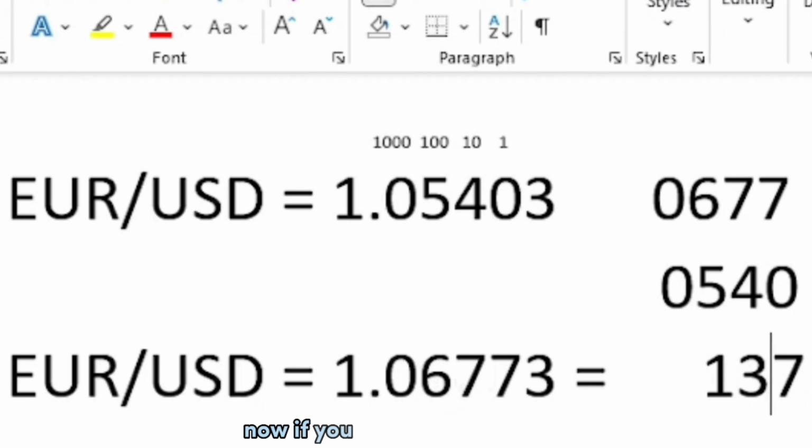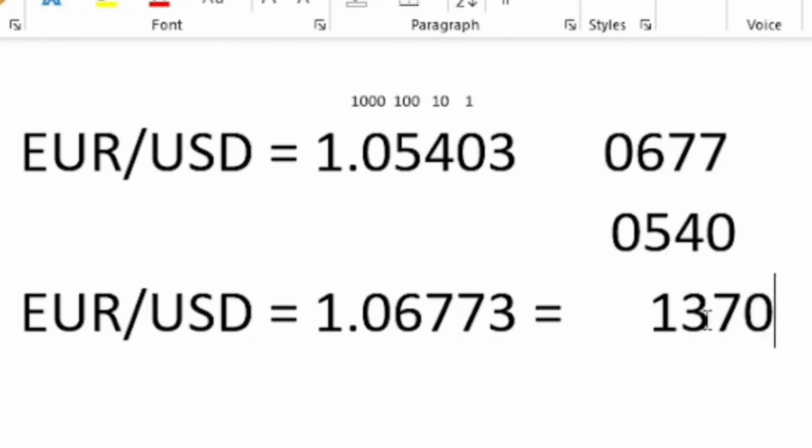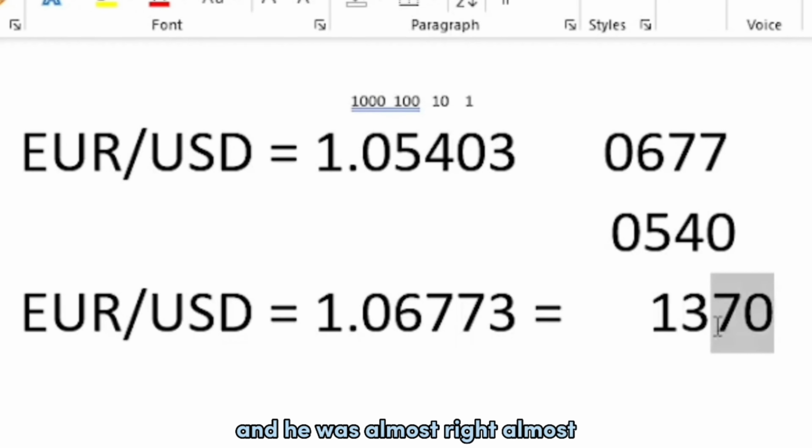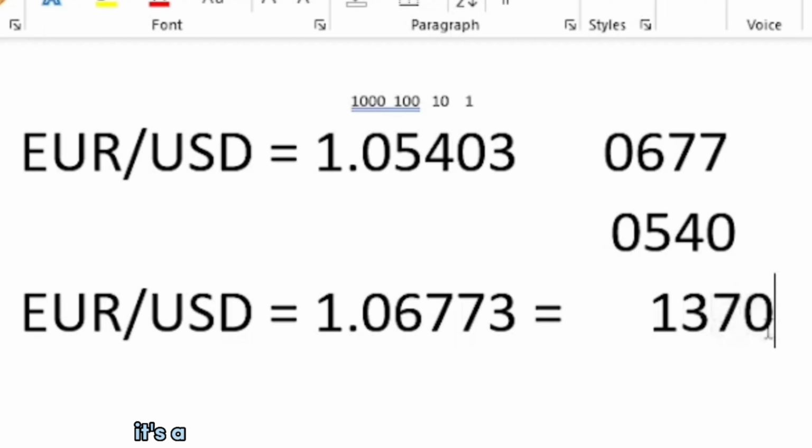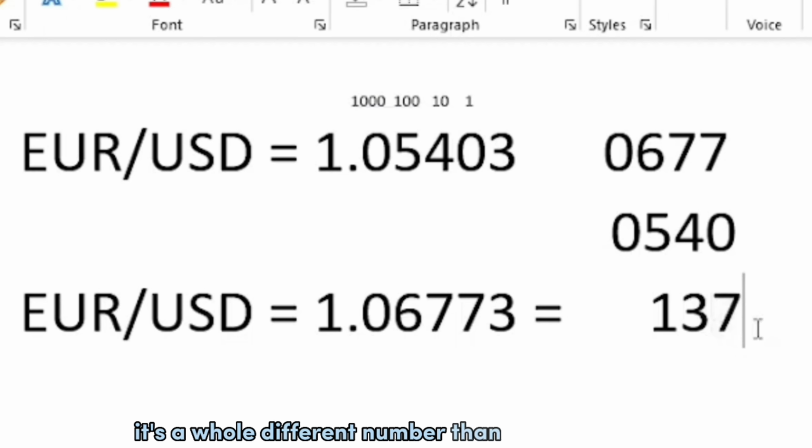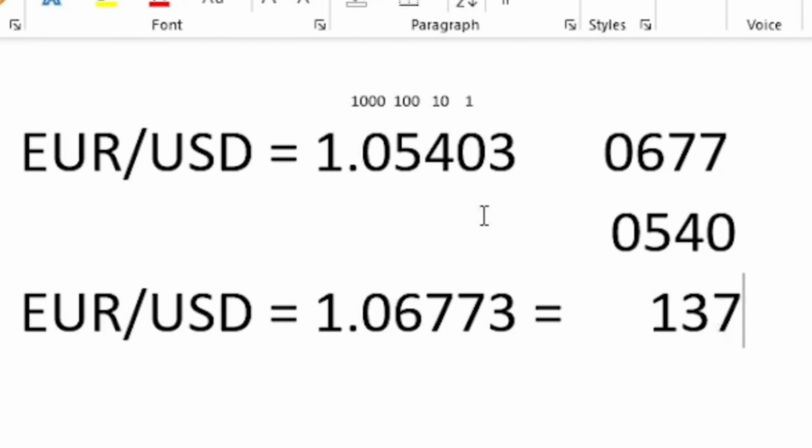Now if you did it the other way and you thought you got it right, you probably thought that it was just, well, I would have to do math again. I don't really feel like doing it. But it's pretty much the same answer with a 0. And you were almost right. Almost. But, as you can see, it's a whole different number than 137. So let's do another one just to make sure you got it.